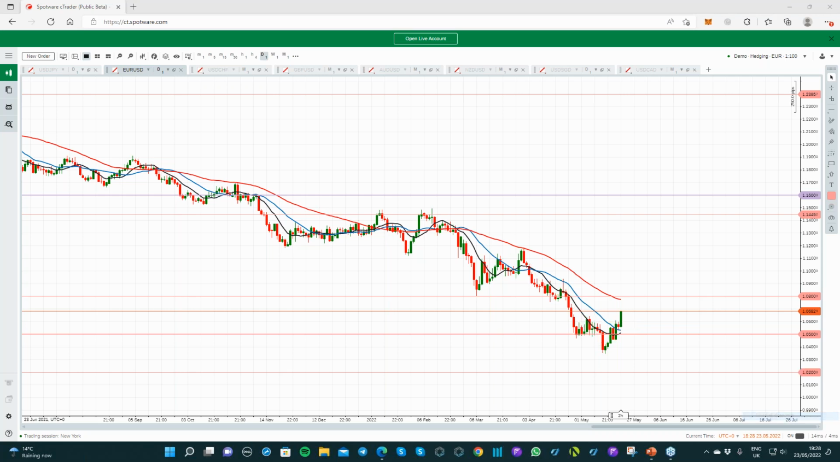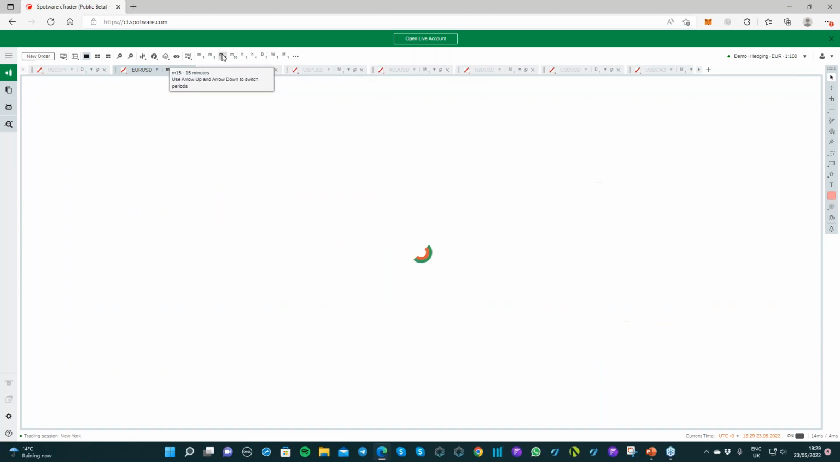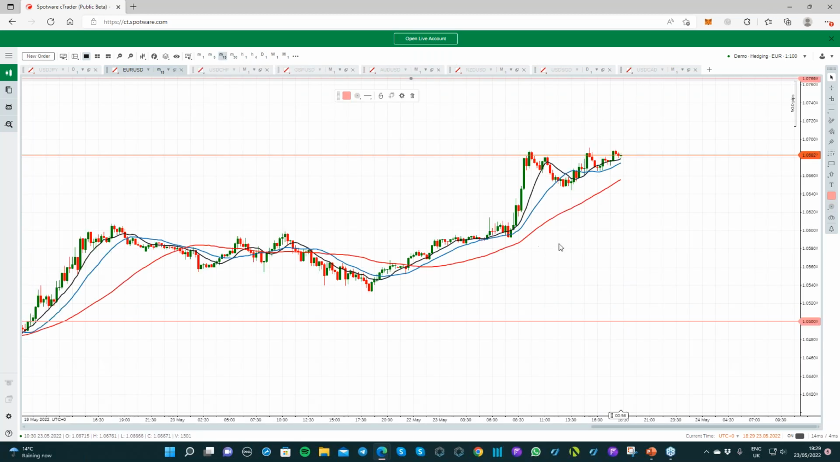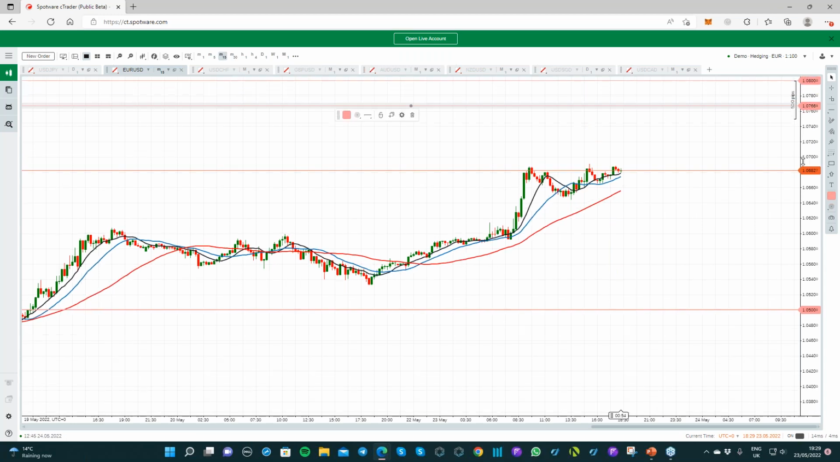Let me erase my scribbles. Where could it be headed next? I will need to draw another horizontal level. And my horizontal level, I will certainly be taking note of this area here, a more conservative note of that area. But this distance between where price currently is and this next potential horizontal level, if we go down to a 15-minute time frame, there's the potential for a reasonable reward to risk trade.